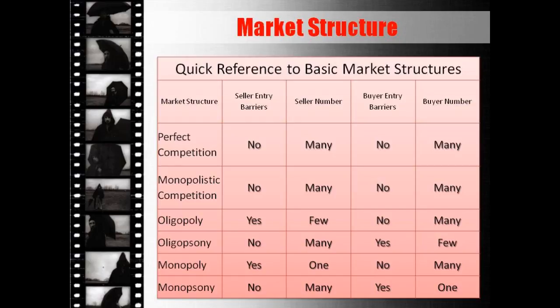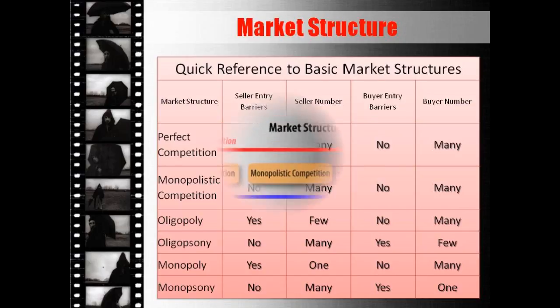And the last one is monopsony. There is no barrier for the seller entry, and there are many sellers in this market. There is a barrier for the buyer's entry, and there is only one buyer in this market.